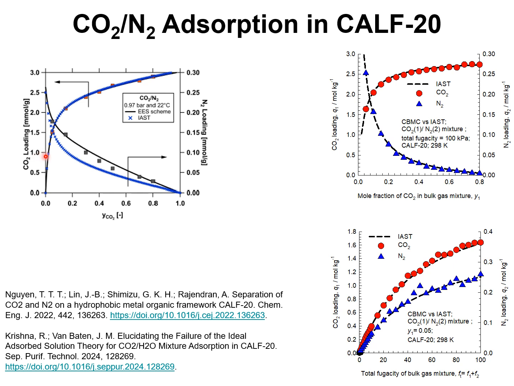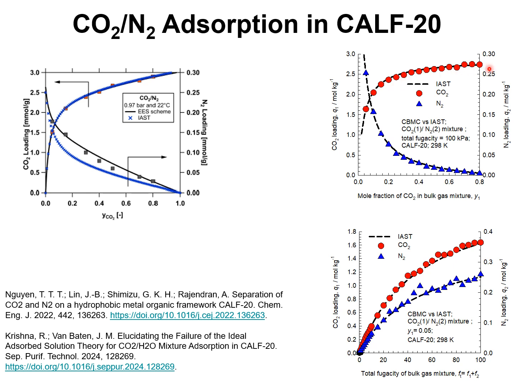Now, in order to understand these small deviations from ideality that were reported in the experiments by Nguyen and Rajendran, we carried out molecular simulations for adsorption of a mixture of CO2 and nitrogen at a total pressure of 100 kilopascals at a temperature of 298 Kelvin. On the x-axis, we have the variation of mole fraction of CO2 in the bulk gas mixture.